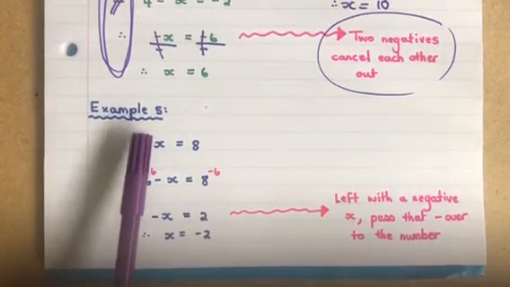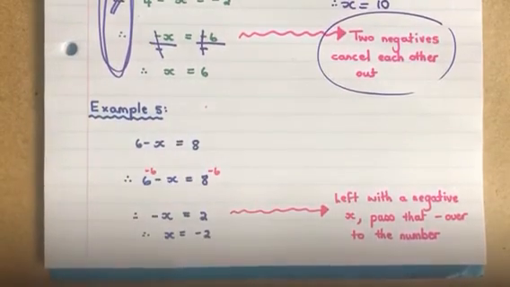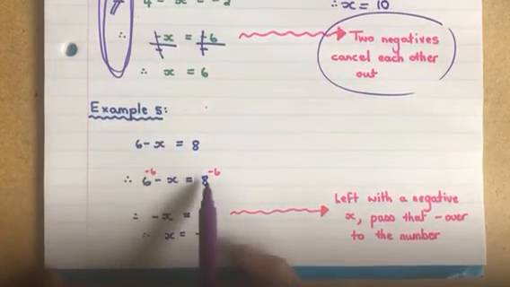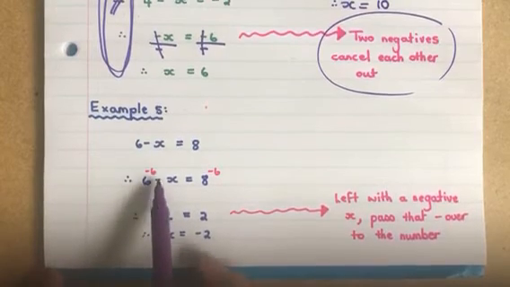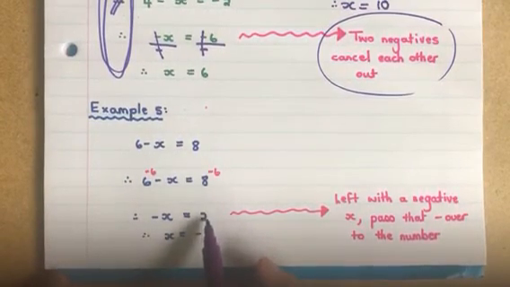Okay, so 6 minus x is equal to 8. So on this side, what is the opposite of positive 6? Minus 6. So you minus 6 on both sides. Then you are left, please remember that negative. Negative x is equal to 8 minus 6, which is 2.